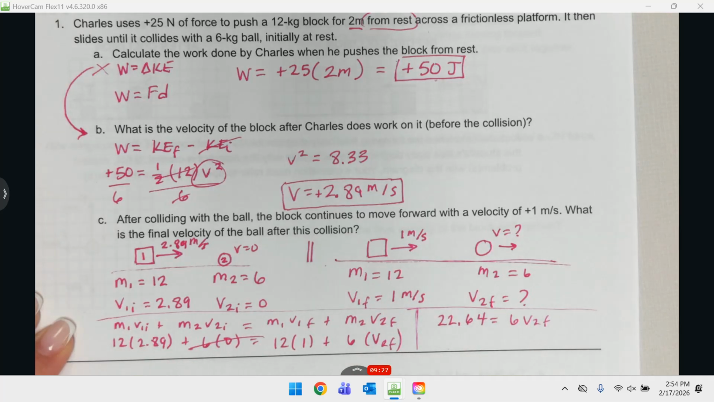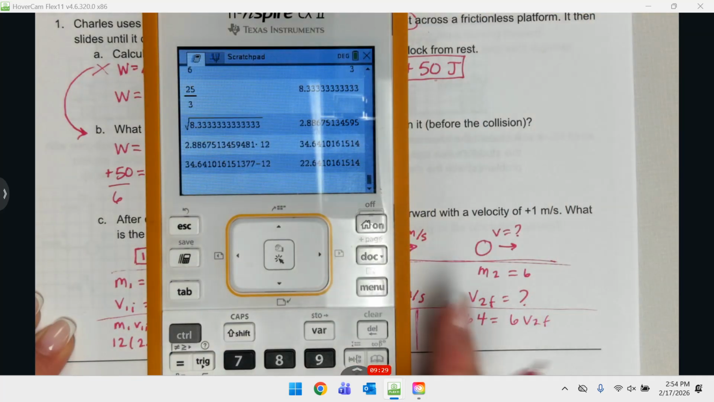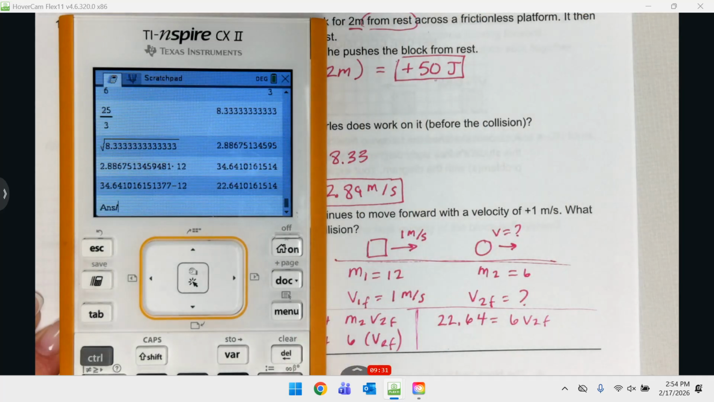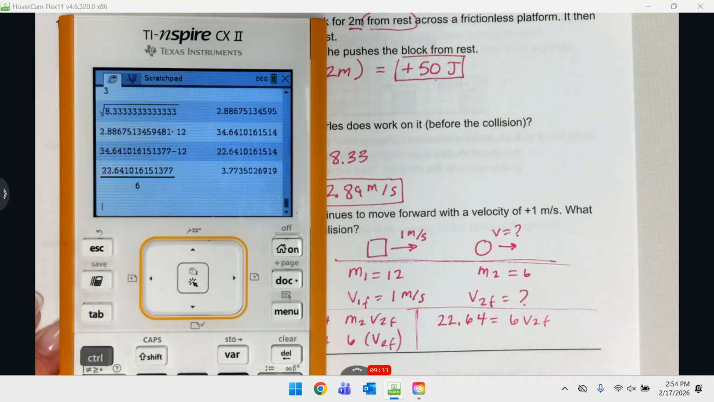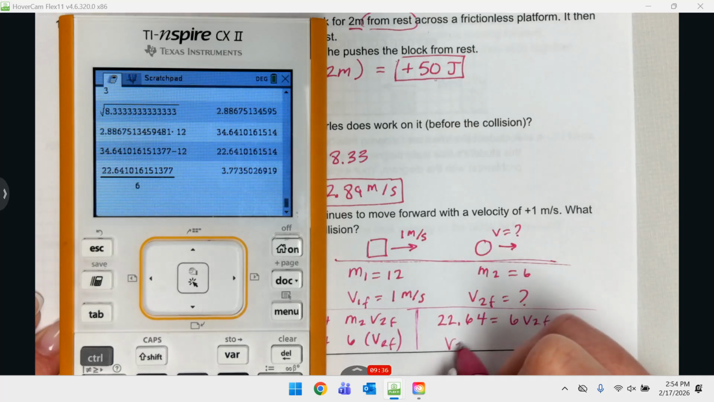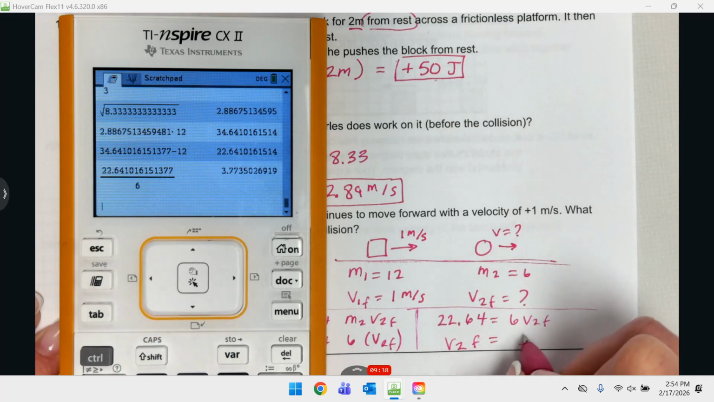And then from here, all you have to do is divide by 6. So divide our answer by 6. And that gives us our velocity. V2F will be equal to 3.77 meters per second.